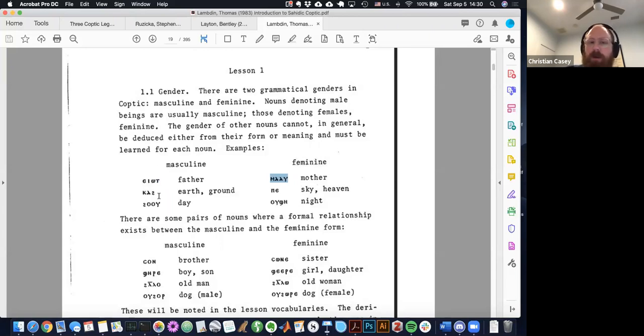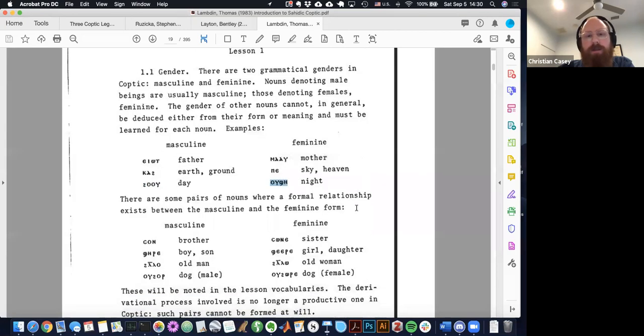I won't say it's completely arbitrary because there is a sort of common cultural understanding of gender that also relates it to other concepts, but it is largely arbitrary and you have to learn it for each noun. So for instance, the word ka, meaning earth or ground, is masculine, while the word pe, meaning sky or heaven, is feminine. The word ha'u, meaning day, is masculine, while the word ushe, meaning night, is feminine.